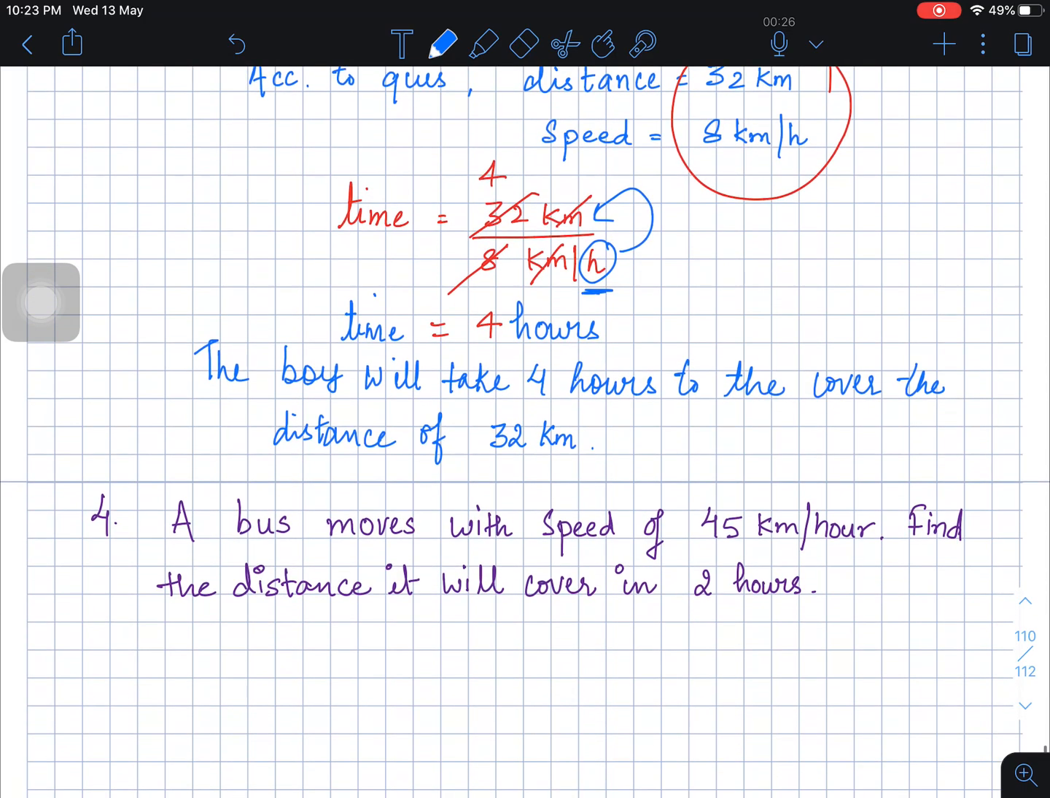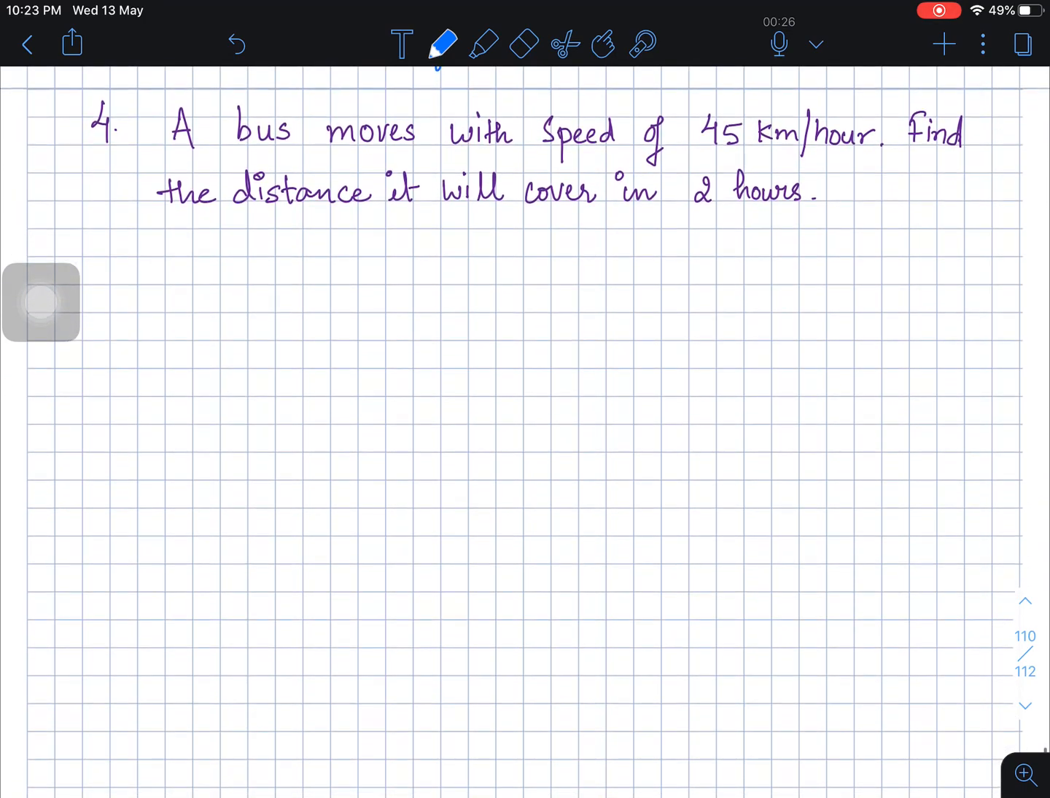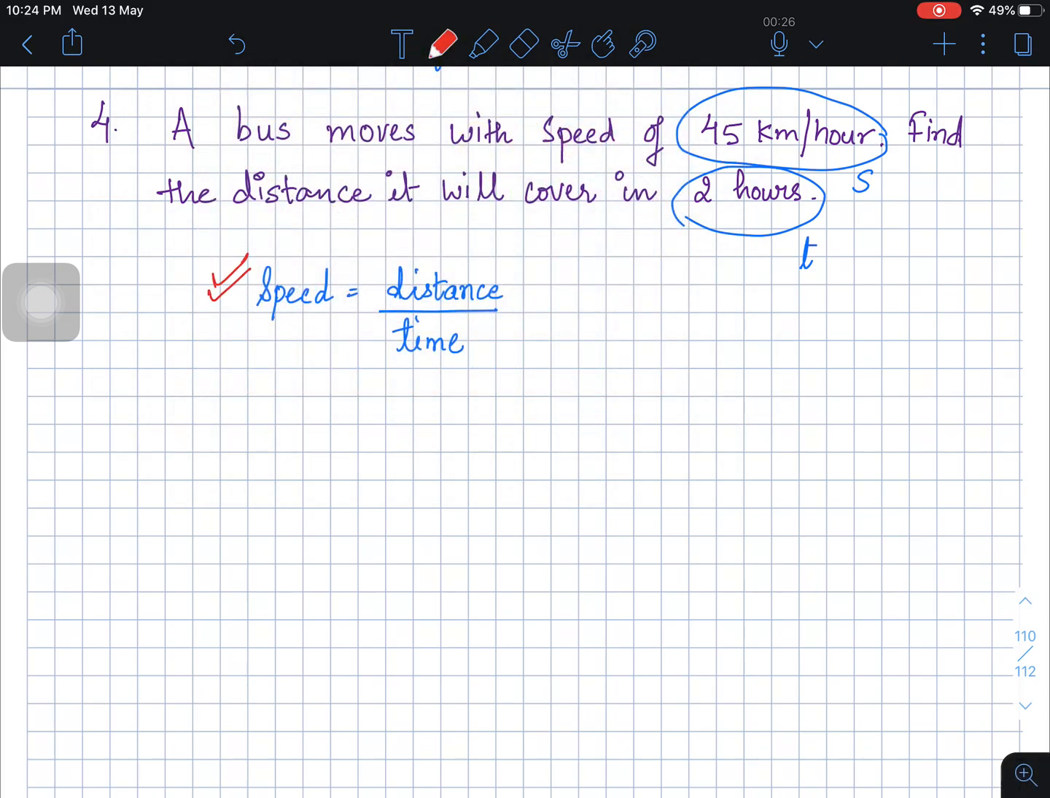Now next question. Here a bus moves with a speed of 45 kilometer per hour. We are given the speed. Find the distance it will cover in 2 hours. We are given the time. So if I write the basic formula, speed is equal to distance upon time, right? Now I already have speed, I have time, I don't have distance.